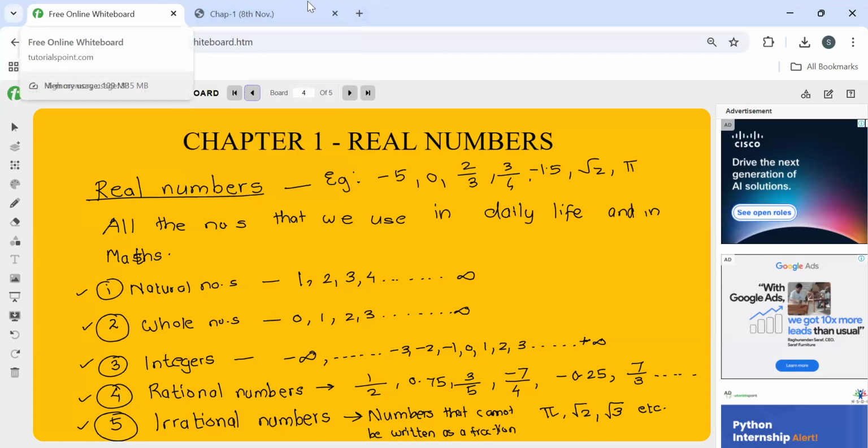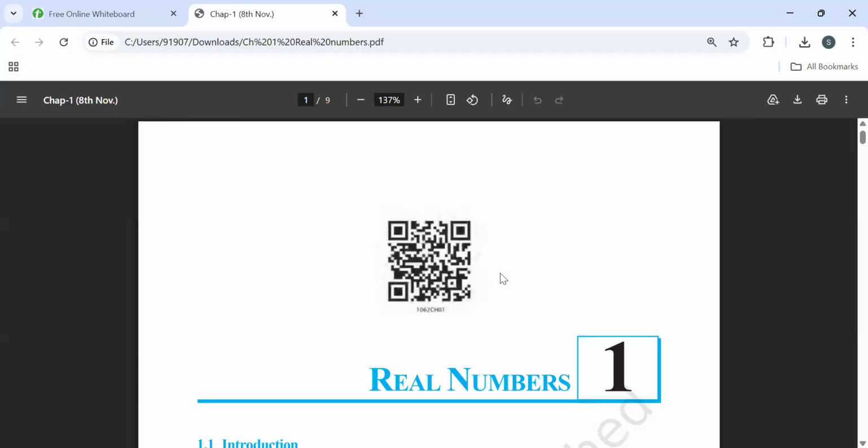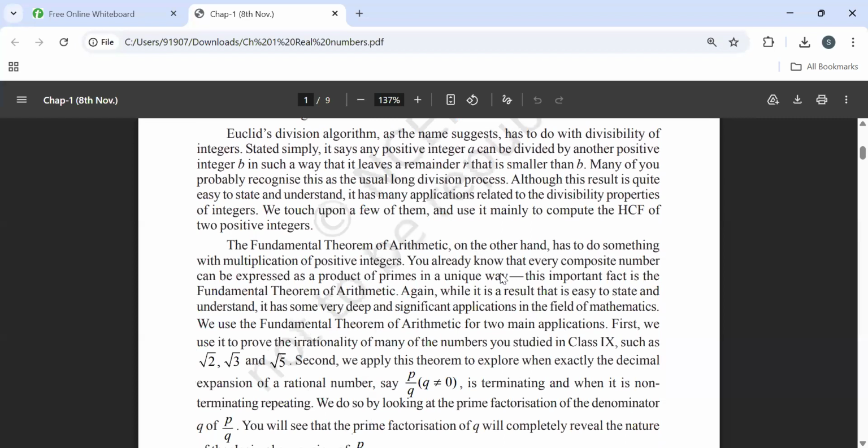So that was just an introduction to the chapter. You need to understand what real numbers are.